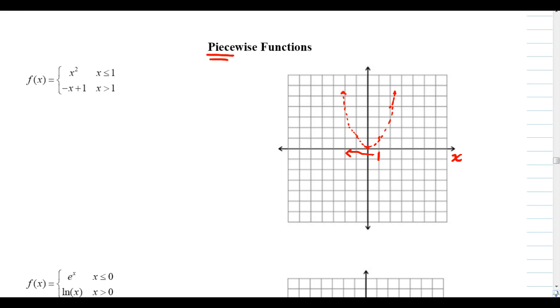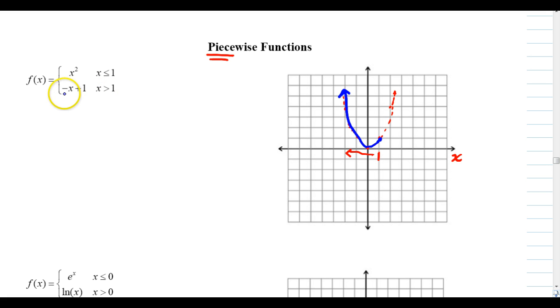Well, here's 1 right here. And I'm going to go up to the function. Because it's less than or equal to 1, I'm going to go to the function and draw a filled in circle. And then I'm going to shade the portion of the graph that's to the left of 1. So I've defined x squared when x is less than or equal to 1.